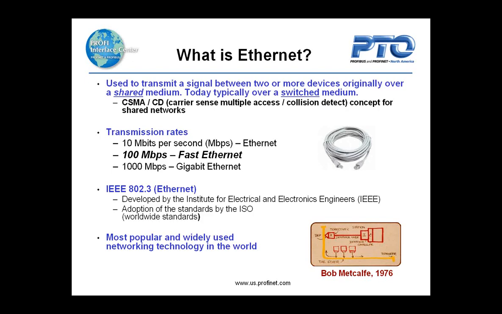We then went up to 100 megabit per second Ethernet, fast Ethernet, and then now we're up to gigabit and even more than that being researched currently. The Ethernet standard is known as IEEE 802.3. It was developed by the Institute of Electrical and Electronics Engineers, and it's now been adopted as an ISO standard, which means it's a worldwide standard. It's actually become the most popular and widely used networking technology in the world.